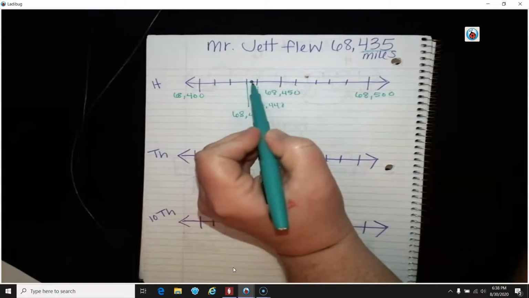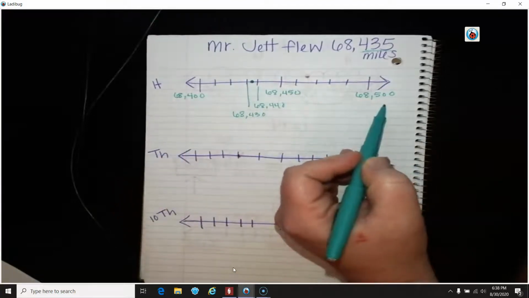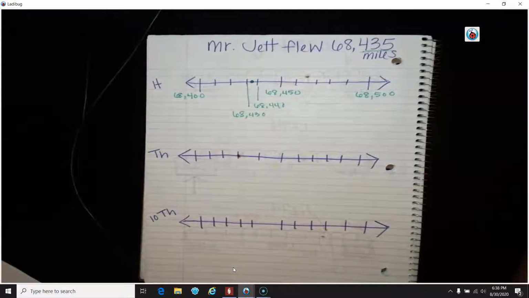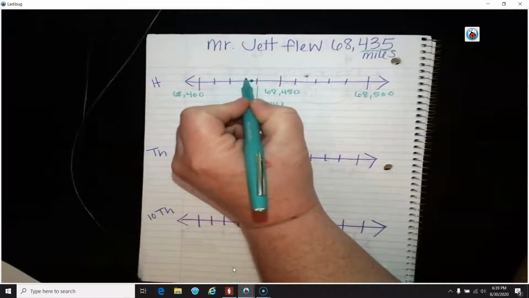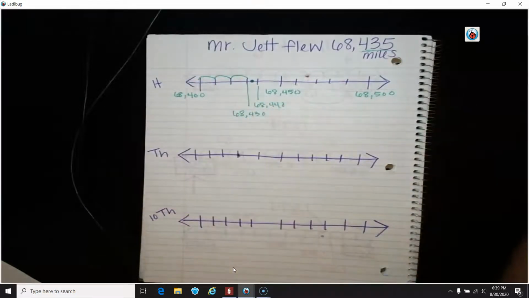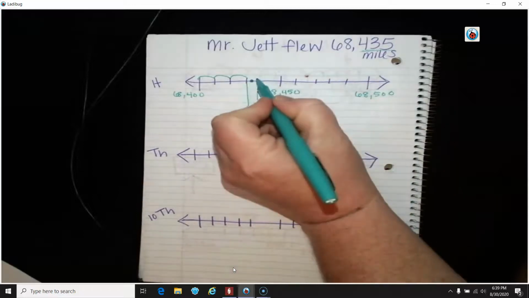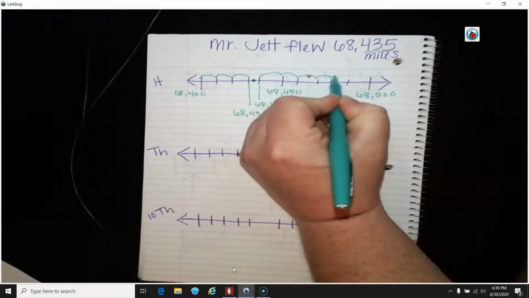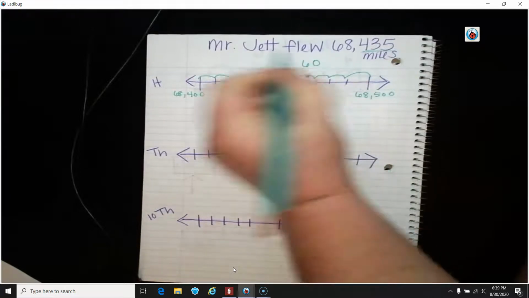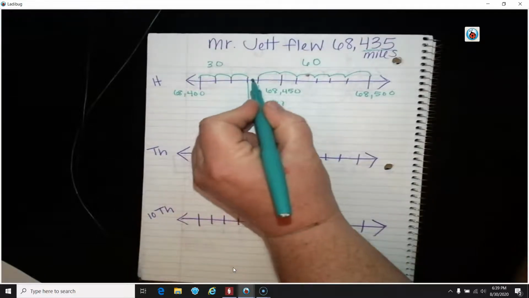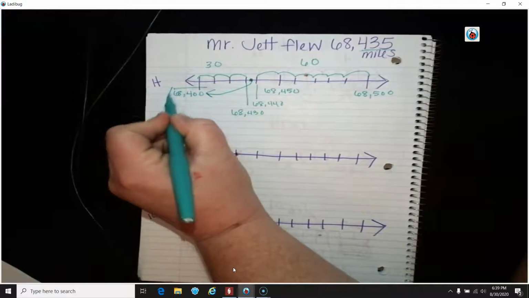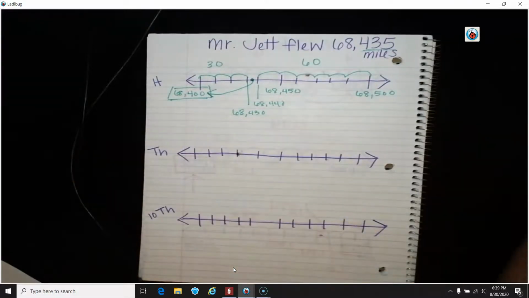So I need to find out if this is closer to this 100 or this 100. Now, hopefully, you are using this visual tool of the number line to help you see which 100 it is closer to. So if I'm going down to this 100, I have to go 1, 2, 3 hops. If I go up to this 100, I have to go 1, 2, 3, 4, 5, 6 hops, which would be 60 places. This 3 was 30. So it is a shorter distance to go down to this 100. So if I round the amount of miles he flew to the nearest 100, it is 68,400.